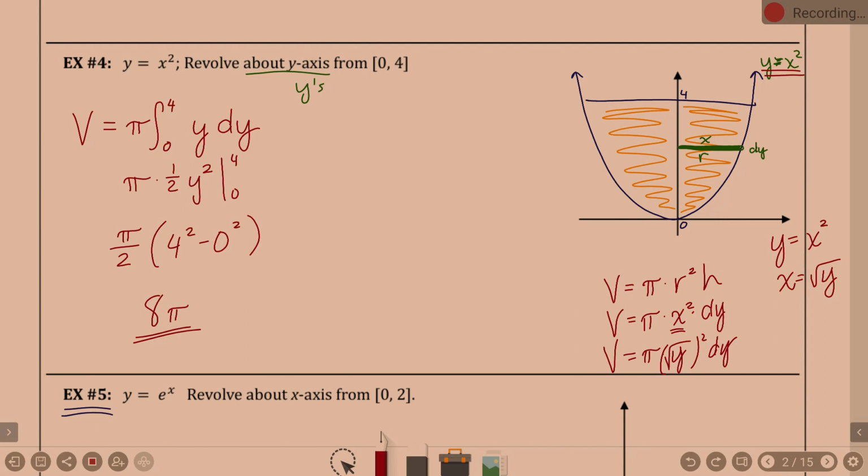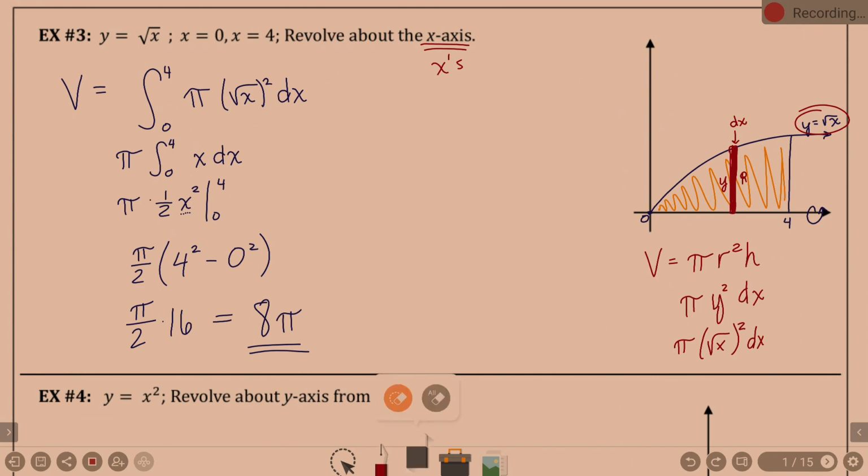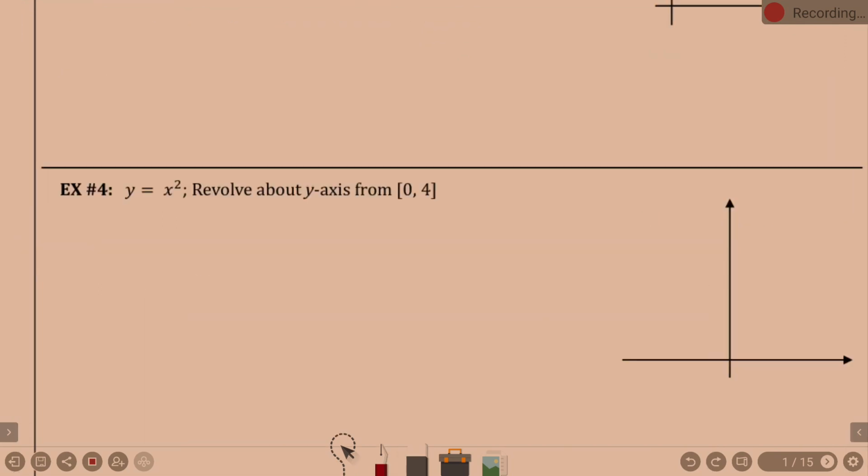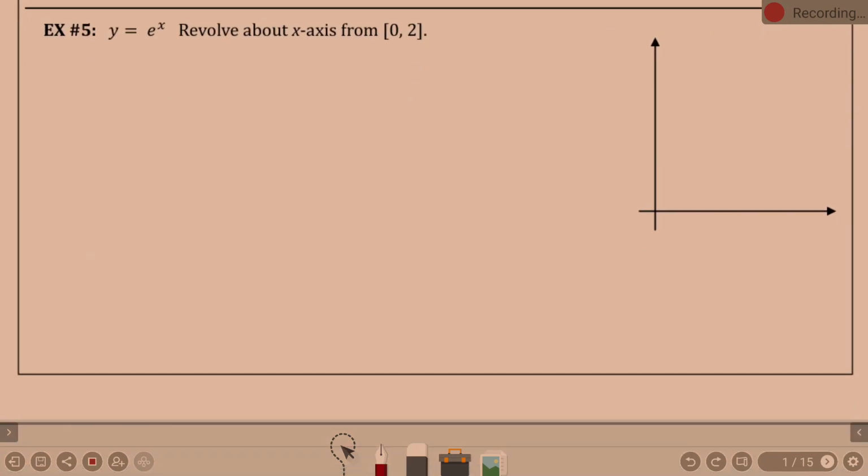Okay, you guys are ready for 5? Okay, start thinking about 5. I am erasing one of my graphs, because I just don't have enough screens today. And there we have 5.